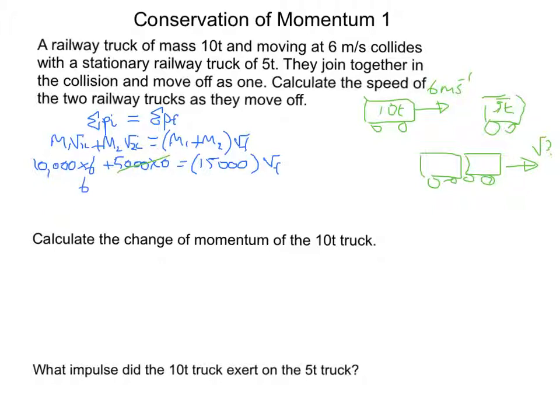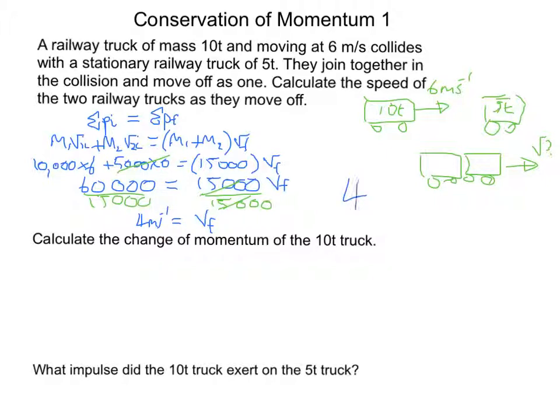So we're going to have 60,000 is equal to 15,000 times by the final velocity, and what we now need to do is divide both sides by that 15,000 to get the velocity on its own. Divide that by 15,000, that will cancel that down, and that will leave us with our final velocity being equal to 60 divided by 15 is 4 metres per second. So the answer to this one is 4 metres per second.